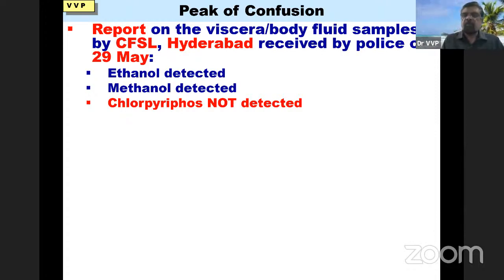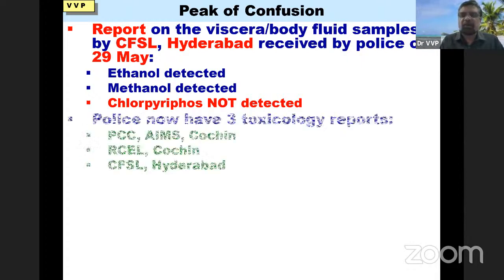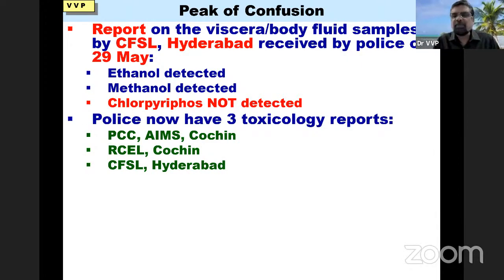And was this going to solve the problem? No, the police were actually more confused than ever, because now they had three reports: the report from the Poison Control Center in our institute, the report from the Regional Chemical Examiners Laboratory, and the report from the Central Forensic Science Laboratory in Hyderabad. So they were wondering what was to be done now, which report. No doubt two reports were agreeing with each other, ours as well as the CFSL. The only report that did not was RCL in Cochin.